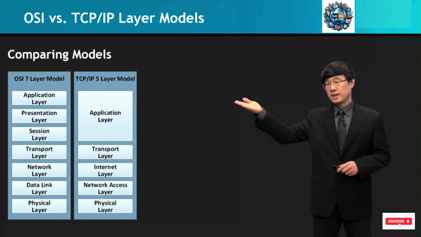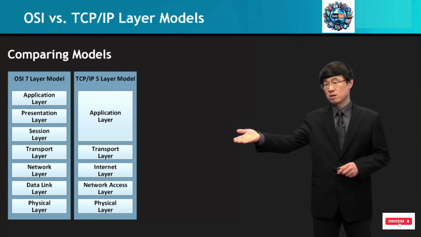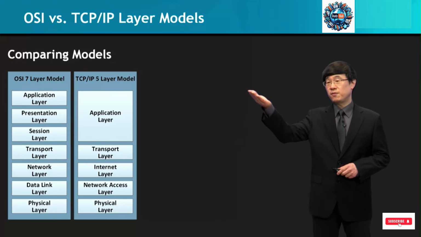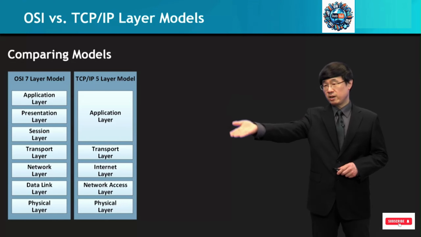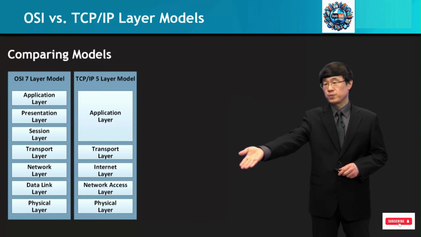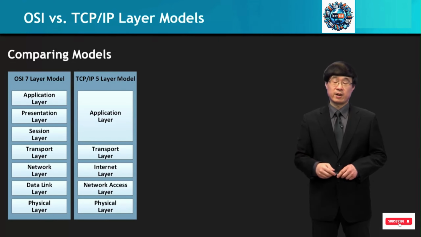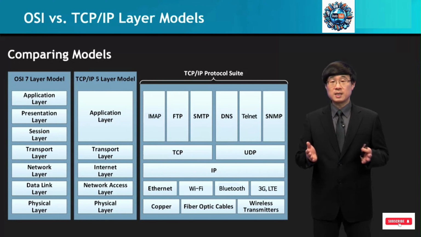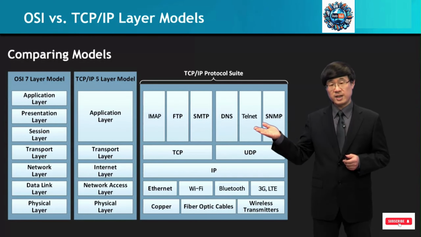And in the OSI 7-layer model, it has the application layer, presentation layer, session layer, transport layer, network layer, data link layer, and the physical layer at the bottom. In the TCP/IP 5-layer model, you can see the application layer, transport layer, internet layer, network access layer, and the physical layer at the bottom. And corresponding to the TCP/IP 5-layer model, you can see the following functions that are connected.